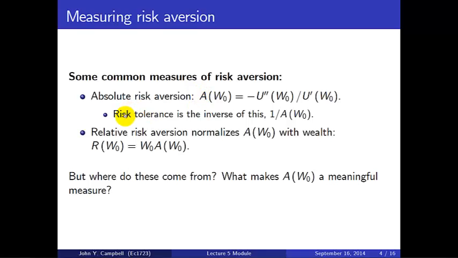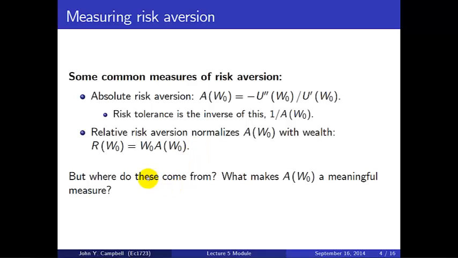Now risk tolerance, and that's a word that's sometimes used, risk tolerance means the inverse or reciprocal of this, 1 over A of W0. And finally, relative risk aversion multiplies A of W by wealth. Relative risk aversion is just defined to be wealth times absolute risk aversion.